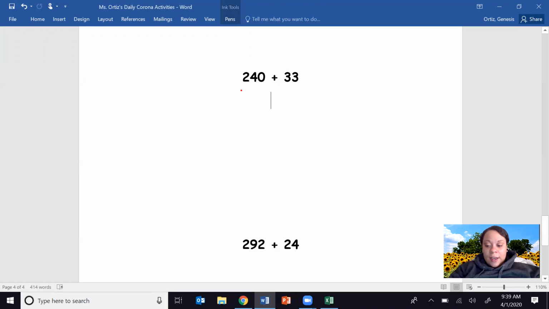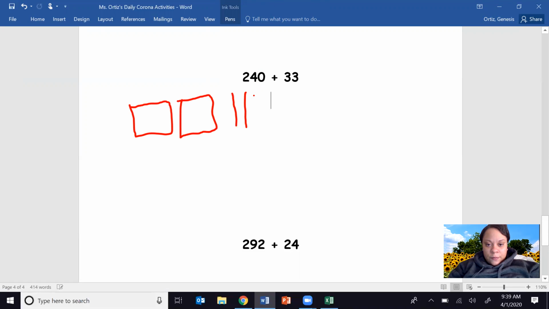So the very first thing I'm going to do, you could solve this mentally if you can, but I think that some of us just need to do our base 10. So let's look at our first number. How many hundreds do I have? I have 2 hundreds. So I'm gonna go ahead and draw 2 squares. These represent my hundreds, right? 100, 200. Then I have 4 tens. 1, 2, 3, and 4. Then I have, do I have any ones? No. So guess what? I don't draw any ones yet, at least.